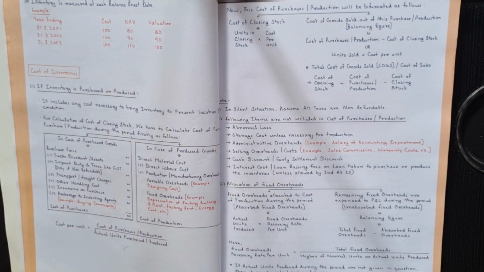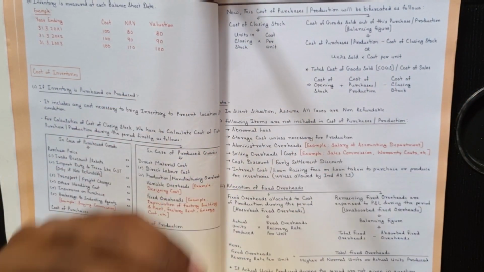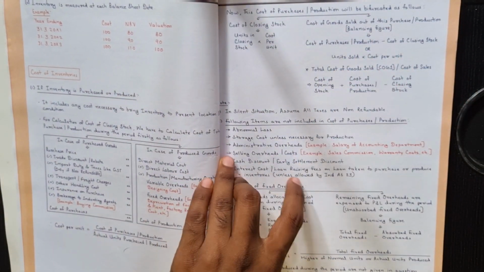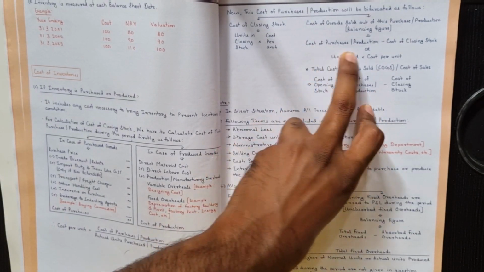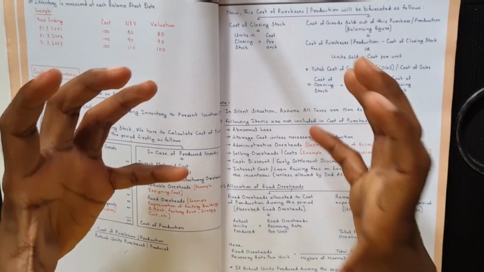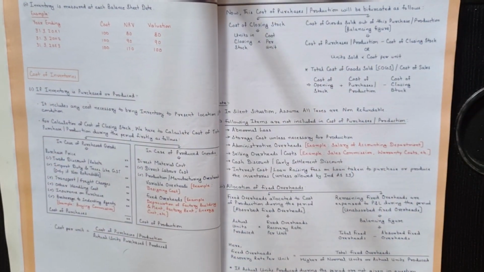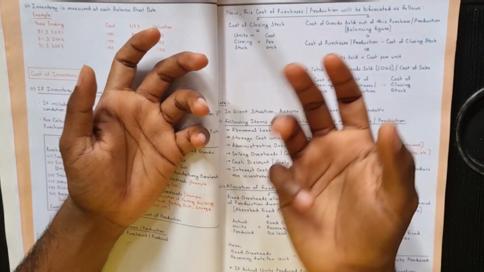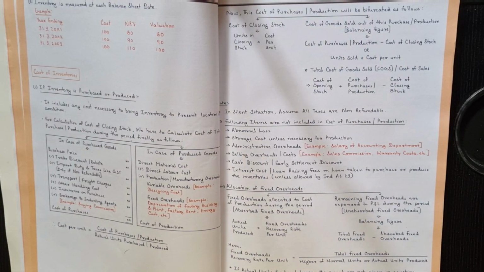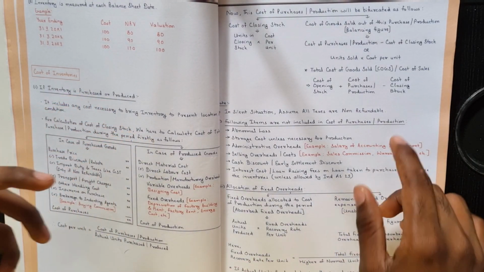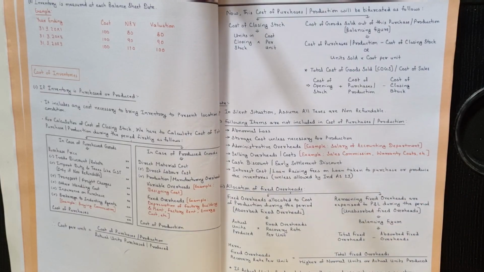Okay, the produced thing is different. The one which is sold, what is the cost of it? So how do we calculate it? It is the cost of purchases or production, the total production minus your closing stock. 1000 units you produced minus 200 is your closing stock. So how much did you actually sell? That is 800 units. This is one step.